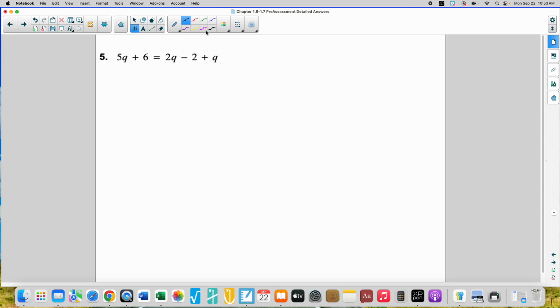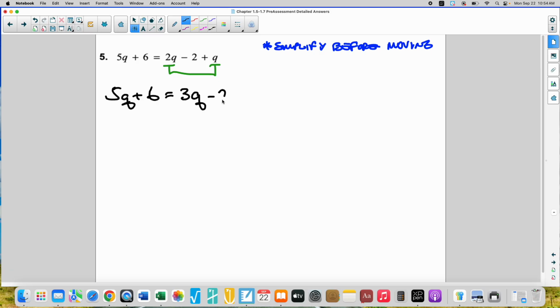Always simplify before moving. So we can combine these because they're on the same side of the equal sign. We can't combine it with this because it's on a different side of the equal sign. So we're just simplifying each of the sides of the equation. 2q and q makes 3q minus 2.